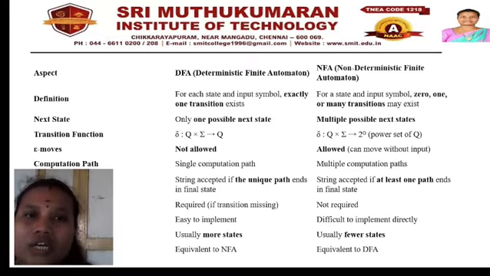Next, differentiate DFA and NFA. The first aspect is the definition of transitions. In a DFA there is exactly one transition, whereas in an NFA zero, one or many transitions may exist. The second aspect is the next state: a DFA has only one possible next state, and an NFA has multiple possible next states.